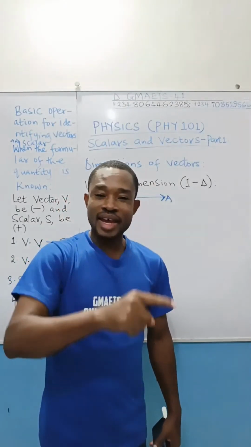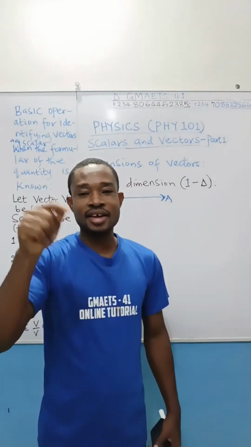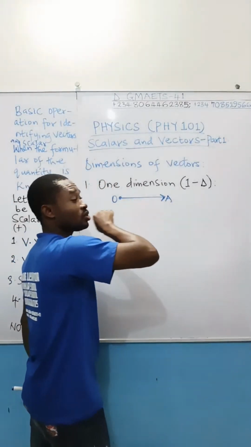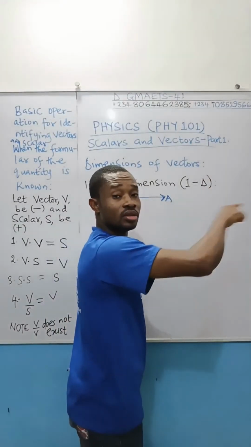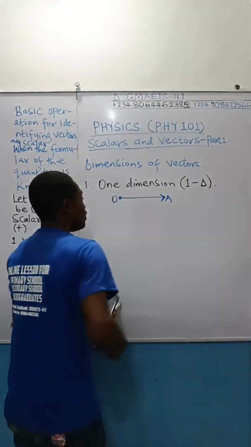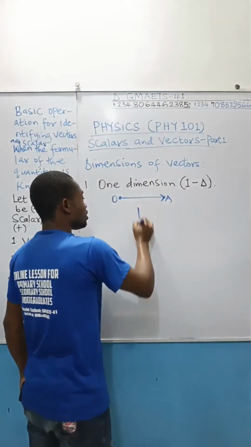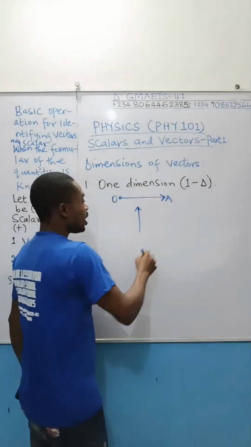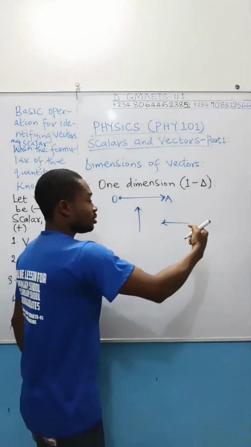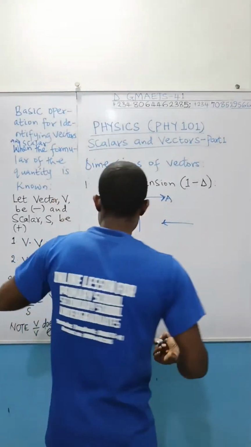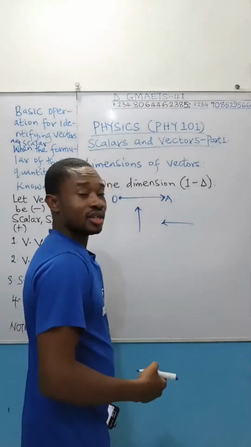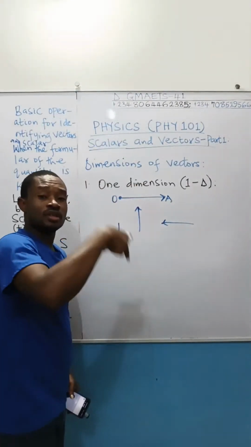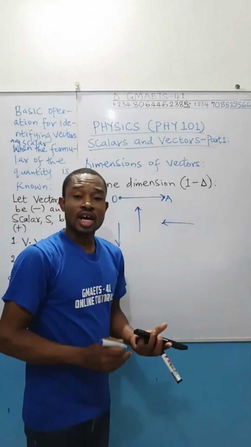The arrowhead indicates direction. As this arrowhead is pointing this way, it shows that the vector is going towards the east, the right hand side. The line could be something like this, meaning north. The line could be something like this, meaning west, that's left side. The line could be something like this, meaning south, that is downward.